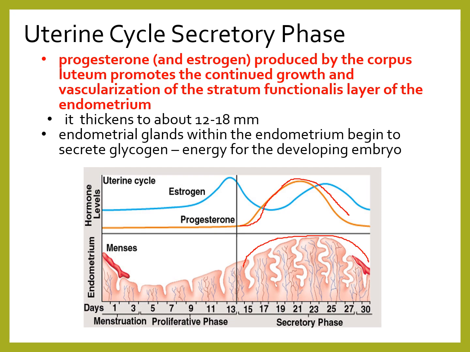The reason why it's called the secretory phase is because endometrial glands located within the endometrium will begin to secrete glycogen, which can then be taken up by the cells of the developing embryo, broken down into glucose, and used for energy production.